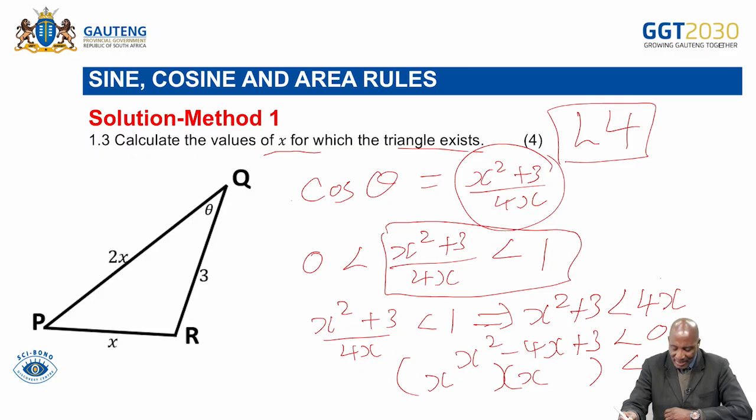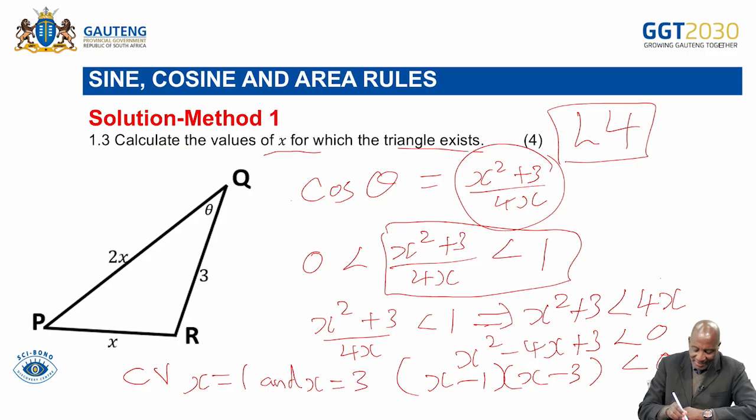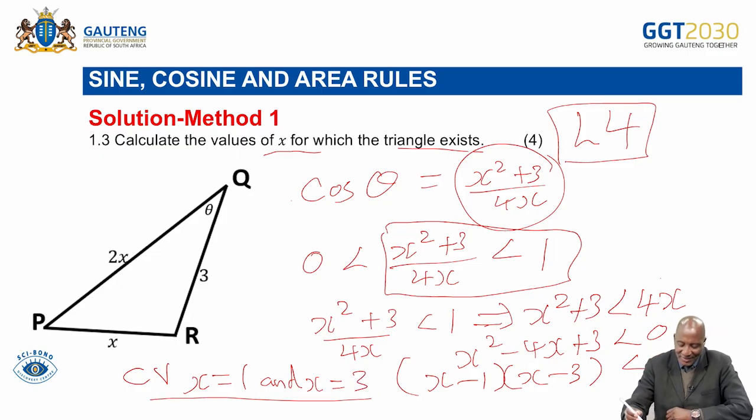Let's factorize this quickly. Look for the factors of plus 3 that will build a negative 4. The middle term is negative 1 and negative 3. Then from there, we are going to find our CVs, critical values, which is when x equals 1 and x equals 3. These are our CVs. We'll then have to solve for our x.